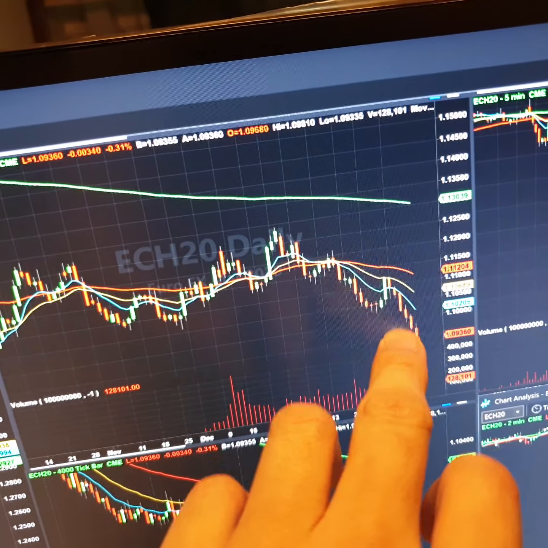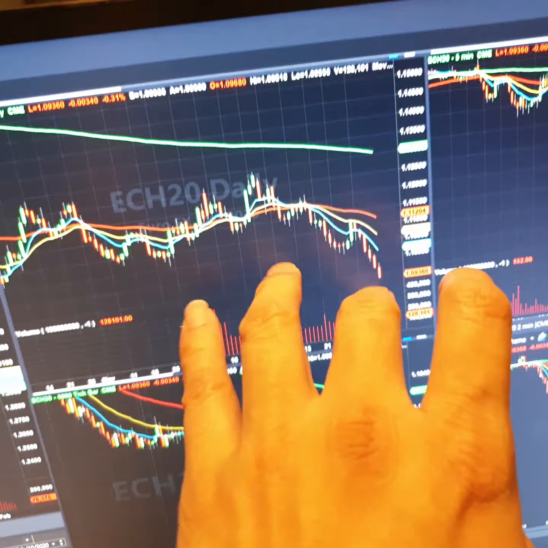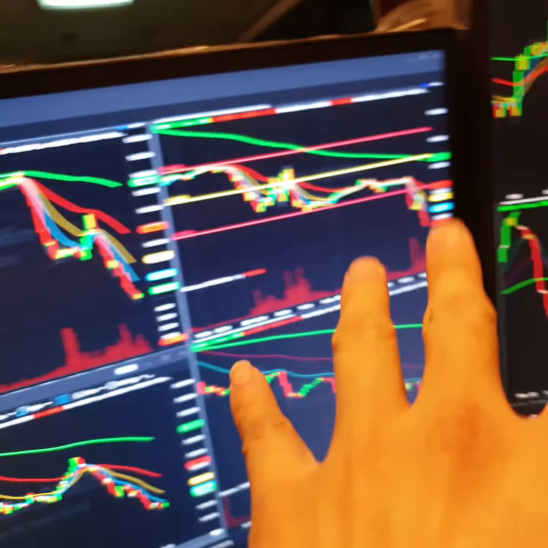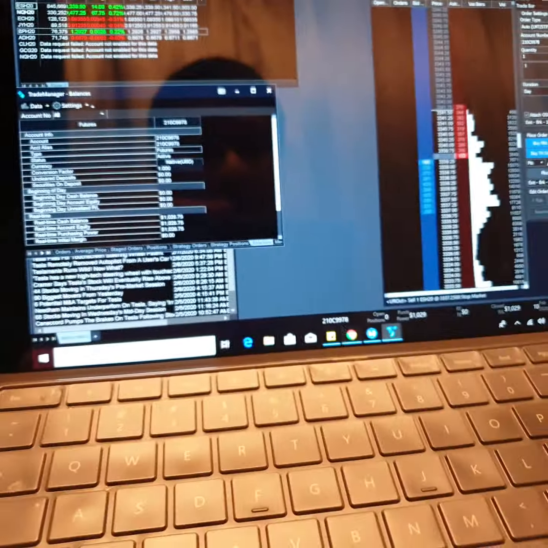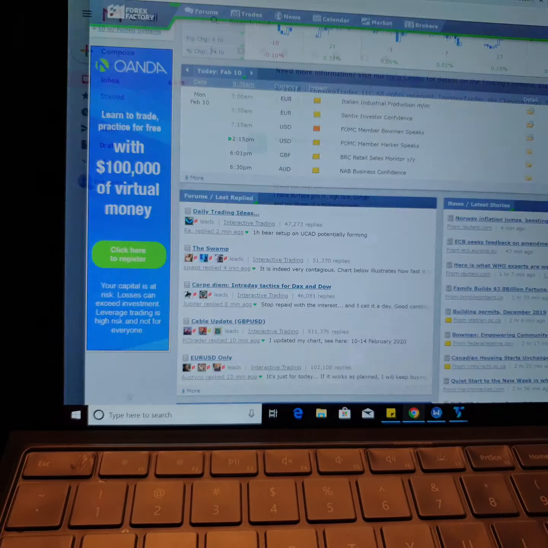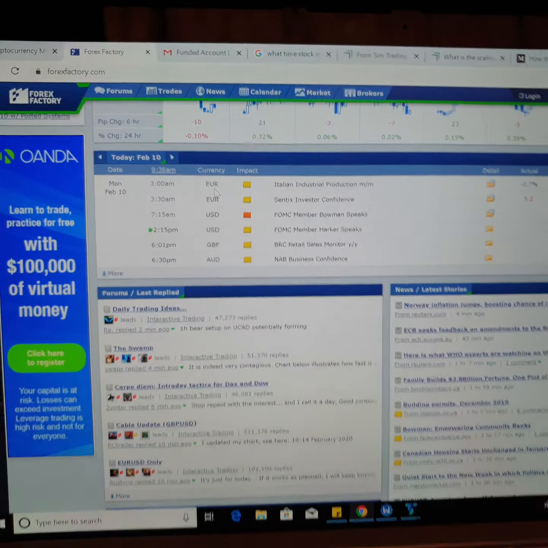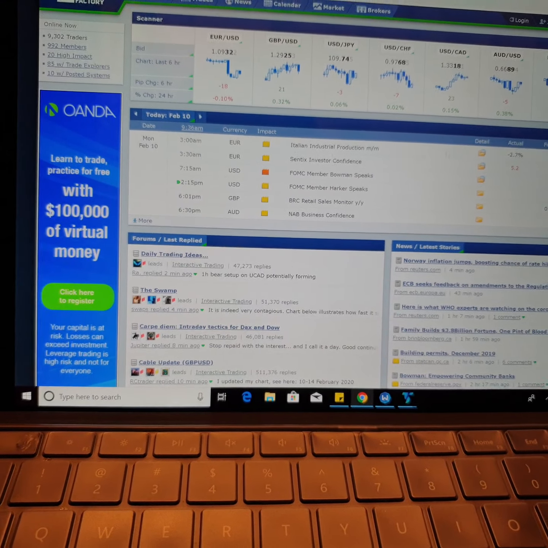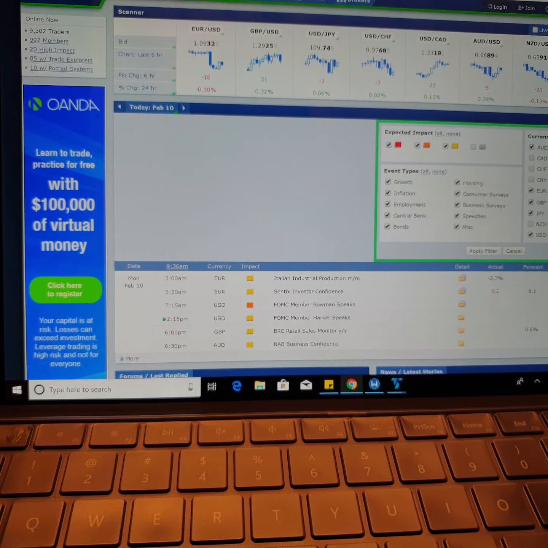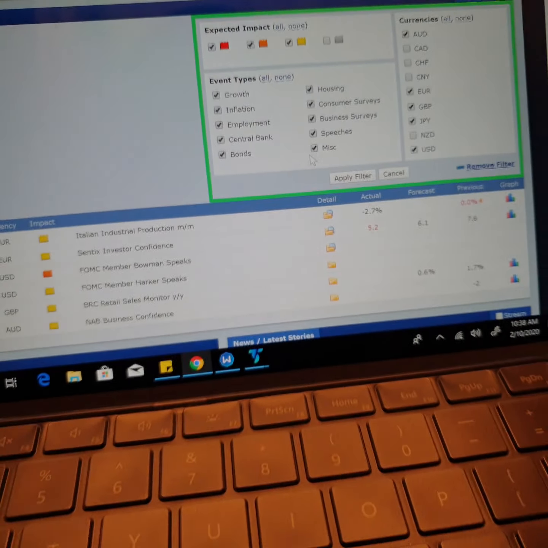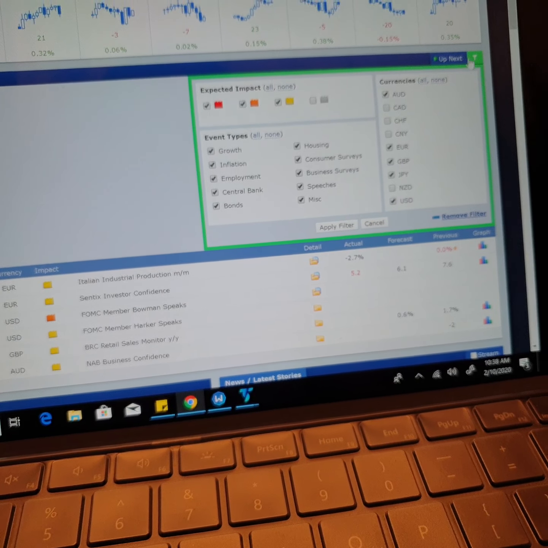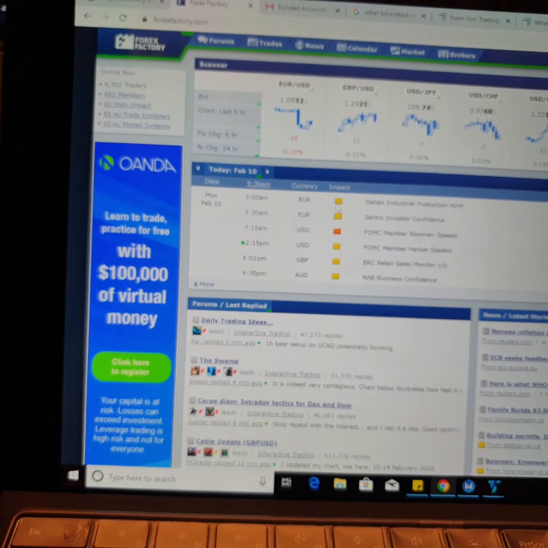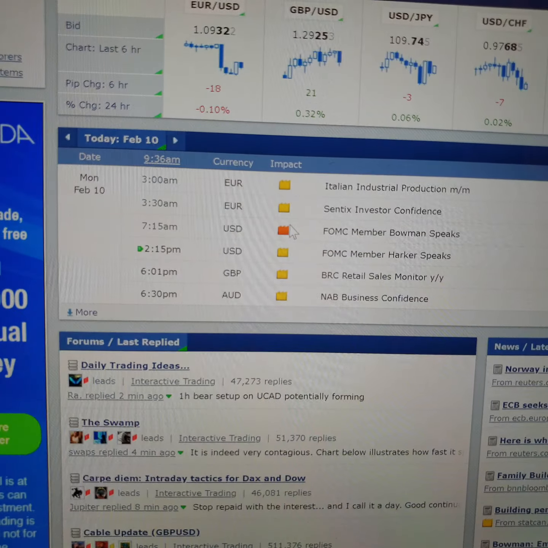As you can see, it dropped down a lot, and before I trade, I always check Forex Factory to see the sentiment. I'm just looking at all the news. This is what I do. I apply the filter here. Then there's nothing really important today.